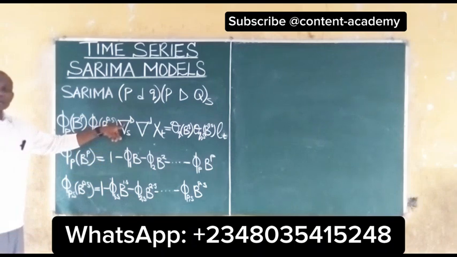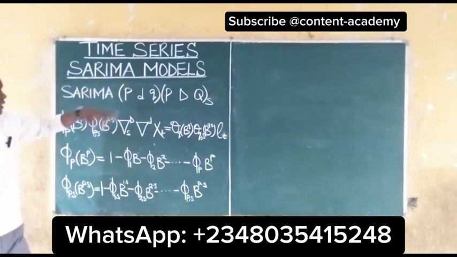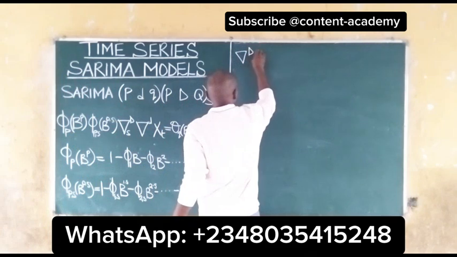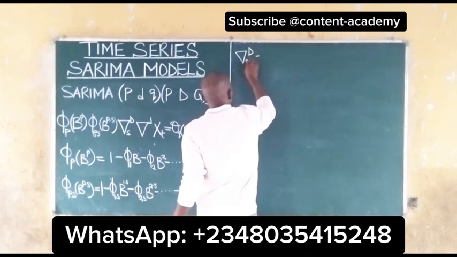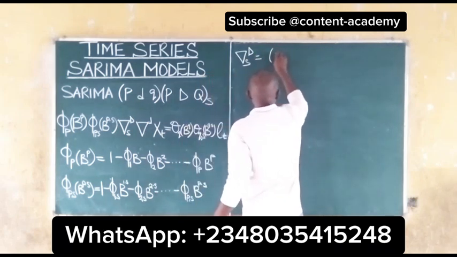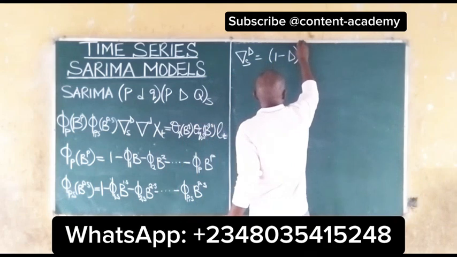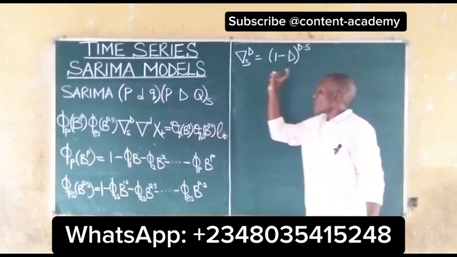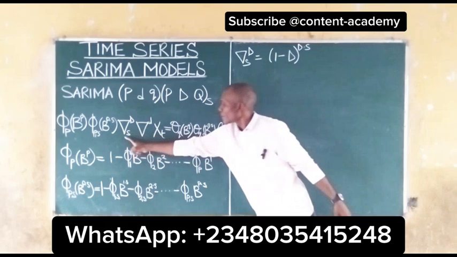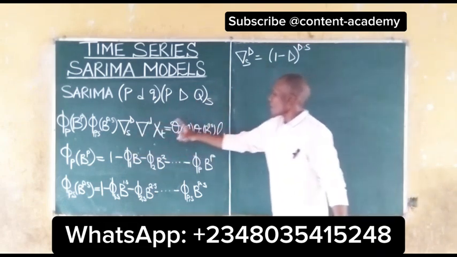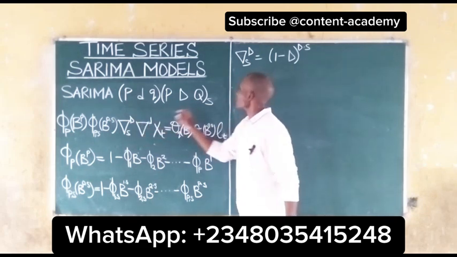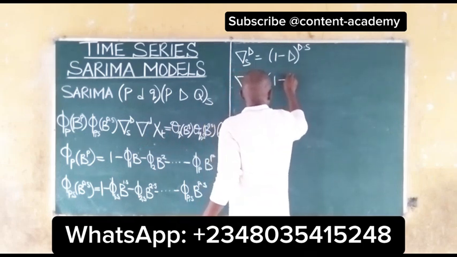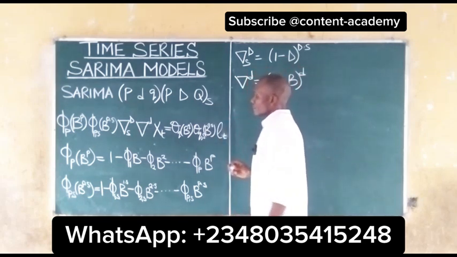Now, we have the differencing part, which is already stated here. The seasonal differencing part can be computed as 1 minus B to the power s, raised to the power D. So this is how this part can be computed. Now, we also have the non-seasonal part for the differencing. The non-seasonal part for the differencing can be computed as 1 minus B raised to the power of d.